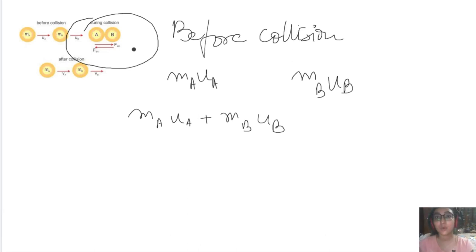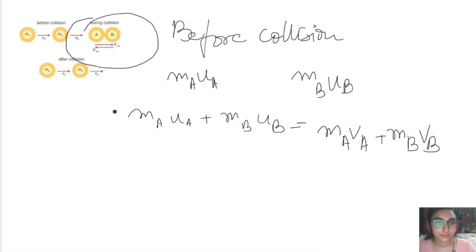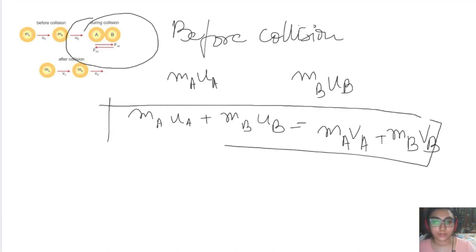So that means there is no external force, right? If there is no external force, that means the initial momentum of the body, which is at the moment body A plus B, is equal to the final momentum of the body, which basically we can write as MAVA plus MBVB, right? So this is basically the basis of the conservation of momentum that we just studied.